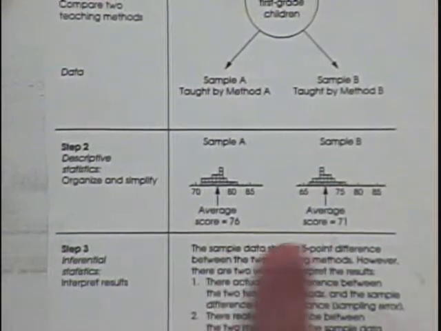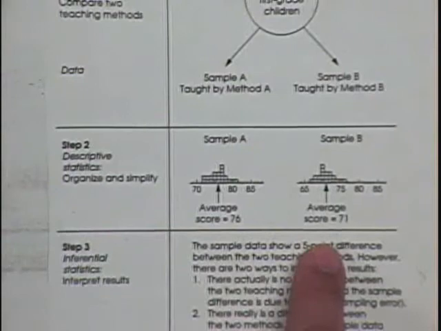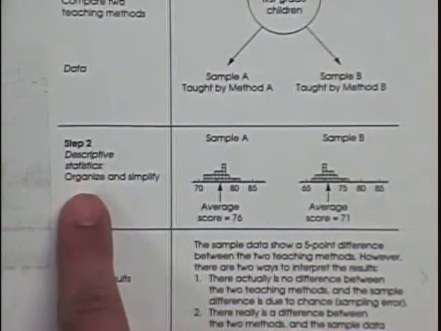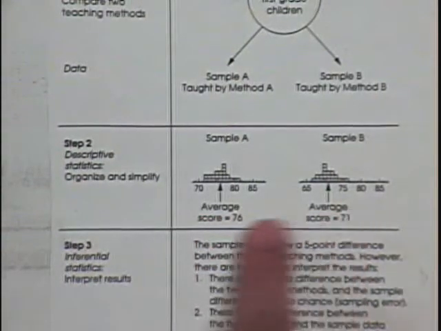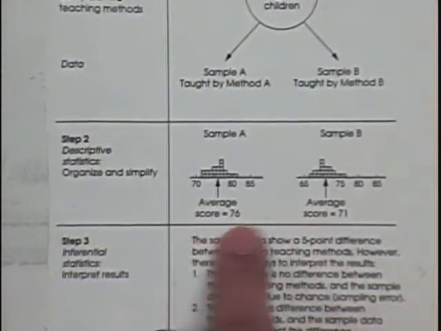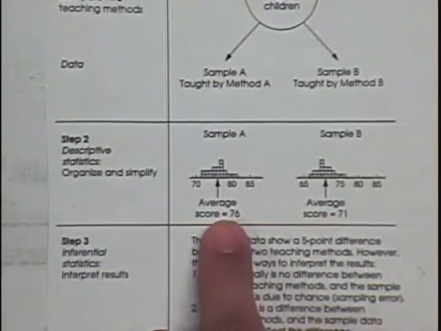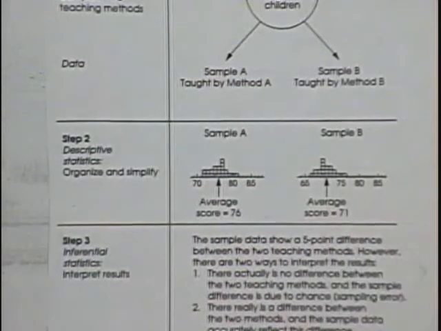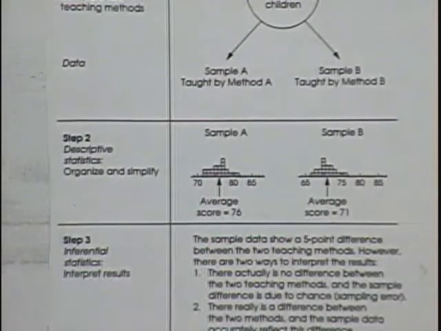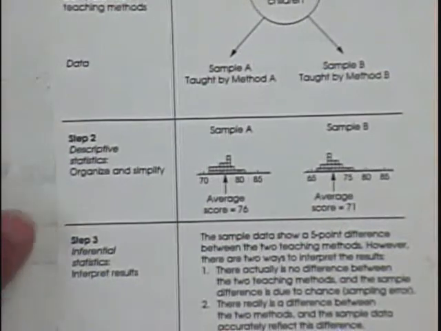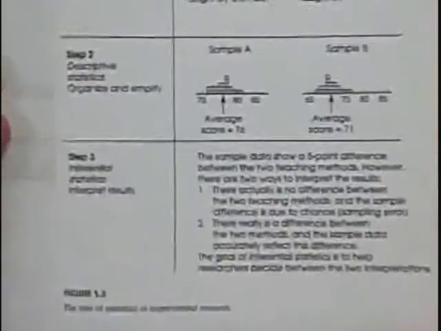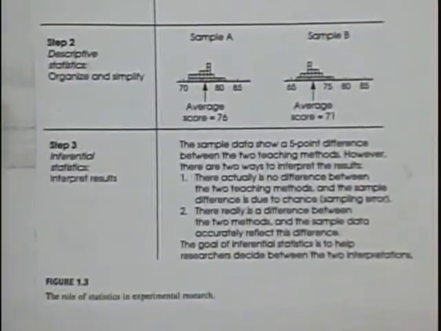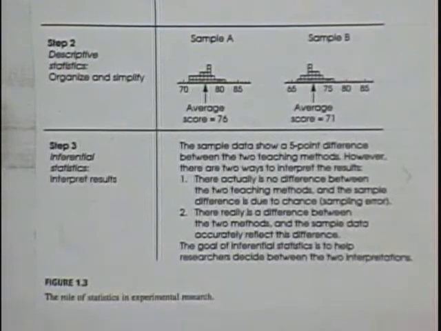So you would have to organize their reading scores. Okay? That is descriptive statistics. You're going to organize and simplify that data so that you understand what's going on. You can find the average values, you can make a histogram, and then you can compare the two data sets. So that's the descriptive statistics. And now the inferential statistics is interpreting your results here.